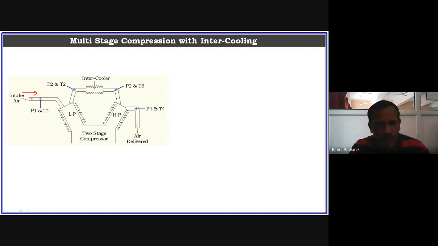During the suction stroke, when the delivery stroke happens, that is when the piston moves towards TDC, the air gets compressed, and whatever be the set pressure of this low pressure cylinder delivery valve, when that pressure is attained, the delivery valve gets open and the piston movement will displace that compressed air. So the intake pressure of air is P1, T1. After low pressure cylinder compression, we get air at higher pressure P2 and higher temperature T2. We know the basic law: when pressure is increased, temperature is definitely going to increase.